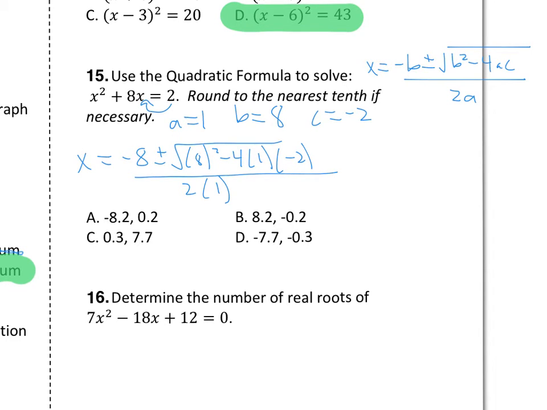So let's simplify what's in the radical. And when I simplify what's under the radical, I get x equals negative 8 plus or minus the square root of 72 all over 2. So now on my calculator, I will type in negative 8 plus the square root of 72, hit enter, and then divide by 2. And when I do that, I get, rounded to the nearest tenth, 0.2. Now on my calculator, I will type in negative 8 minus the square root of 72, hit enter, and divide by 2. And I get negative 8.2. So those are my two solutions. So if I look at the choice of answers, my answer here would be letter A.